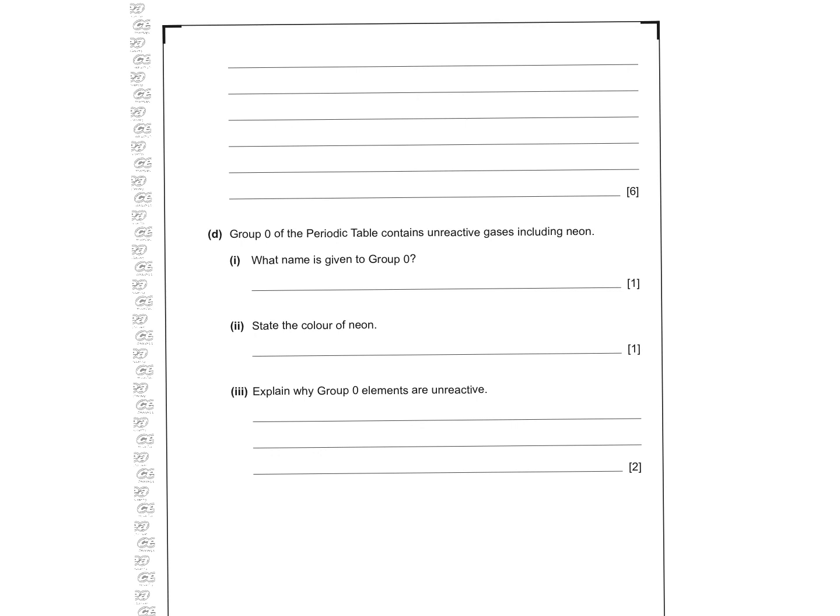D then, the name given to group 0. That's a fairly straightforward question. The answer is noble gases. Part 2 then, what is the colour of neon? It's colourless. That's true for all noble gases. And part 3, why are group 0 elements unreactive? That's because they have a full outer shell of electrons. Don't just say a full outer shell. And this makes them stable.